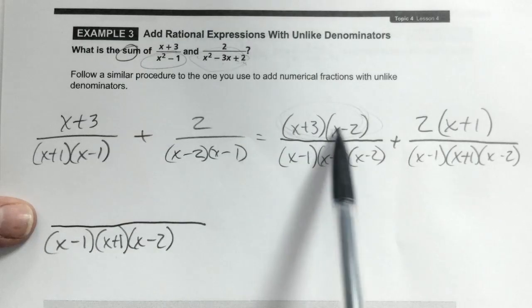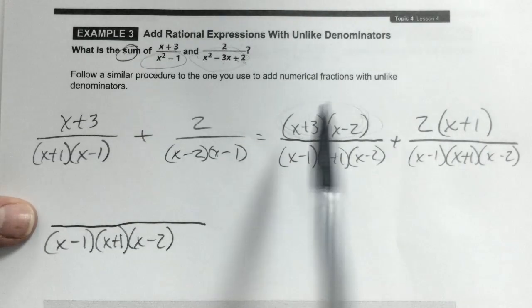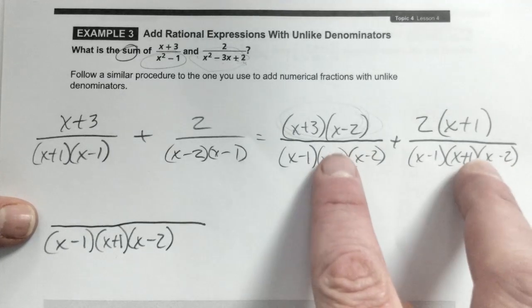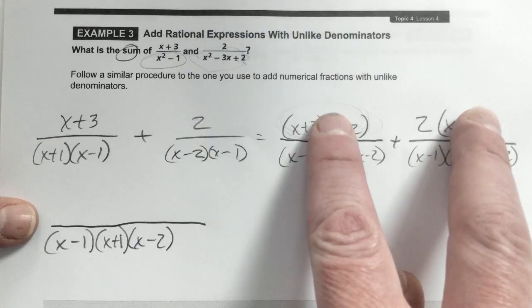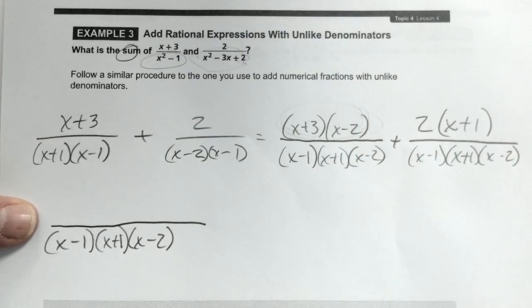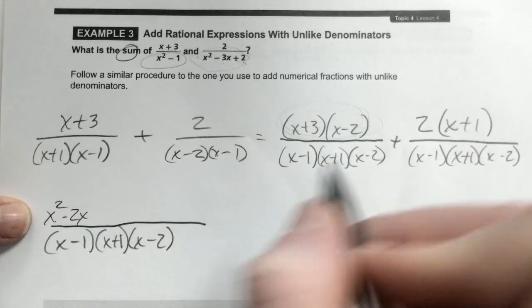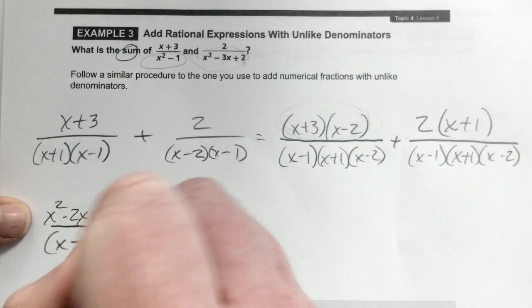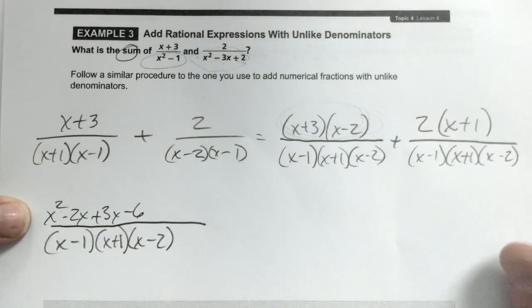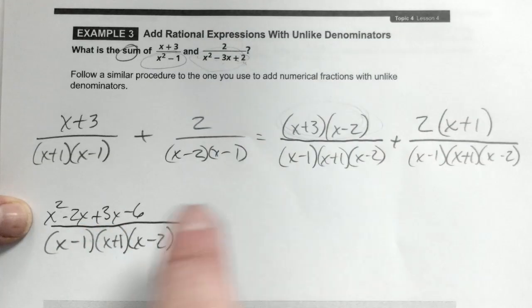X plus 3 times x minus 2. We have to FOIL this out, and we have to multiply these out so that we can combine like terms. Right? That's the whole idea. When you have common denominators, you want to combine like terms. I don't have like terms yet because I have not multiplied them. So we have x squared minus 2x plus 3x minus 6. That's the numerator for the first fraction. They already have like terms, but we're going to get to it.